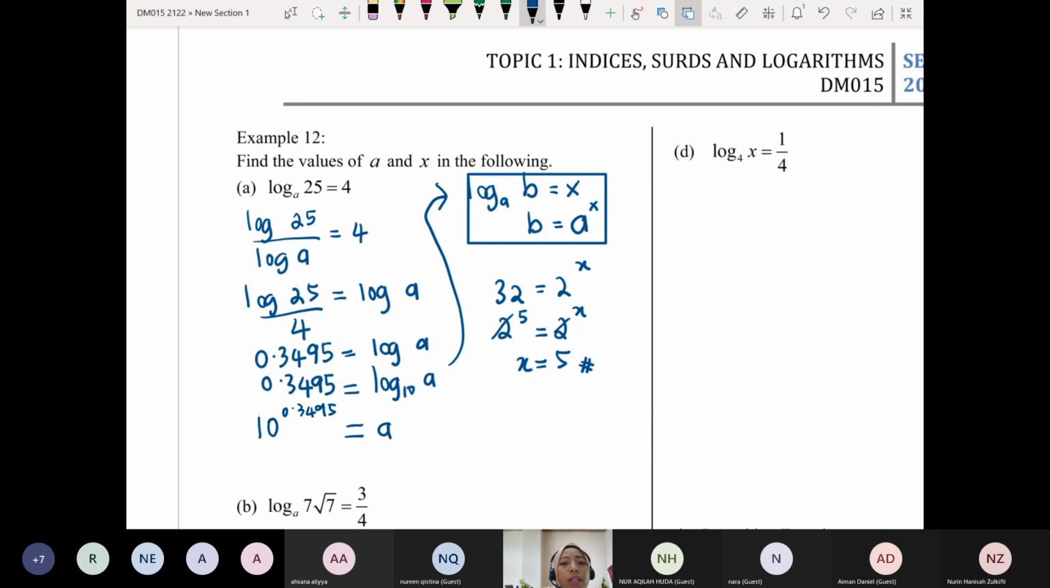Tekan 10 to the power of answer tadi. 2.2361. Okay, so this is your answer lah. 2.2361, madam. 2.2361.